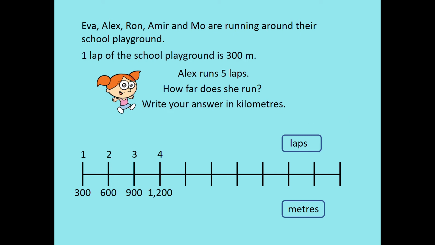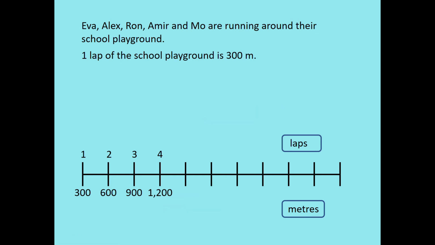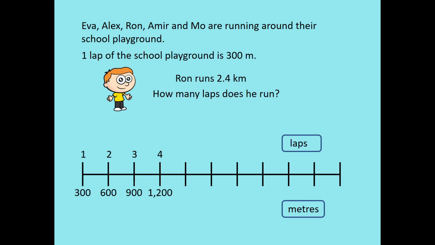So 4 laps would be 1,200, 5 laps would be 1,500, but that's the answer in meters. The question specifically asked for kilometers, so we need to divide by 1,000, which would give us 1.5 kilometers. Right, Ron's up next. He runs 2.4 kilometers. How many laps does he run?